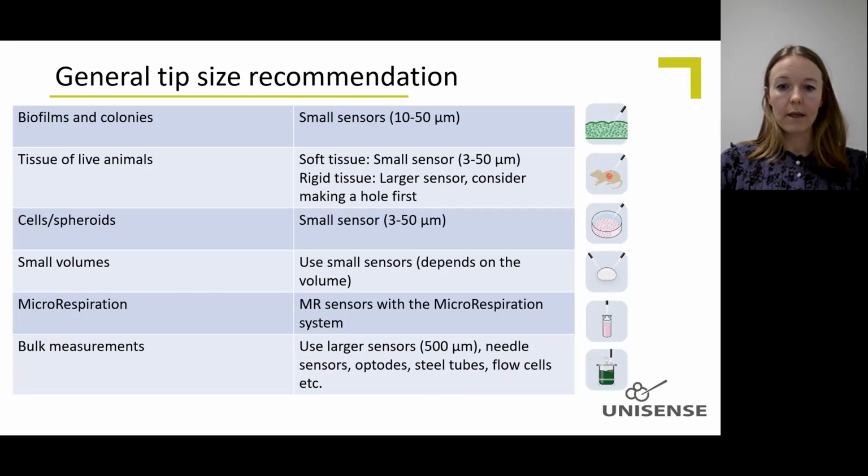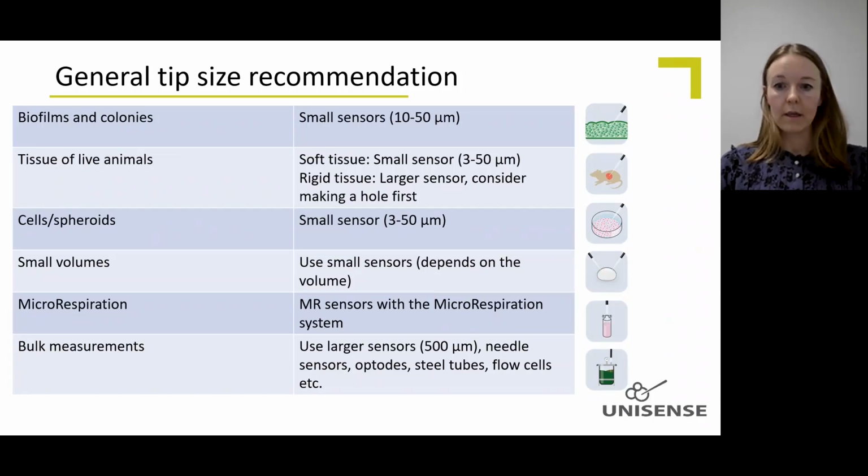For cell studies, a small sensor tip is also typically used to get high resolution, both for cells growing in monolayers and when measuring inside 3D cell cultures. Small volumes depend on the volume, but we can measure very small droplets with the microsensors. For microrespiration measurements, you should use the microrespiration sensors that are designed specifically for the microrespiration system, and I will come back to this type of measurement later.